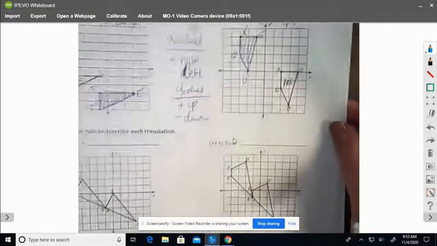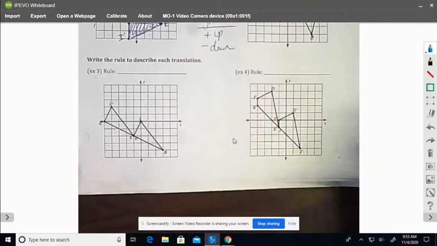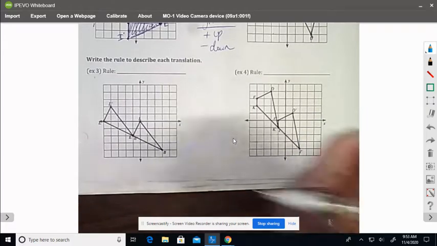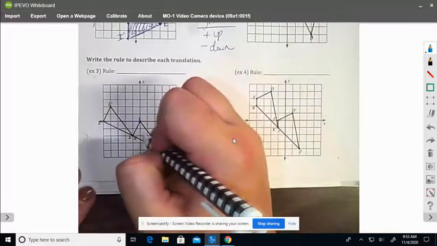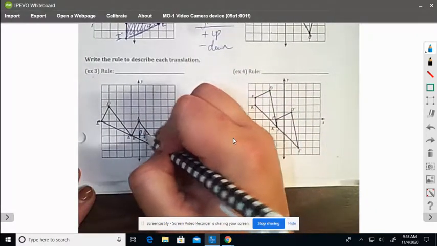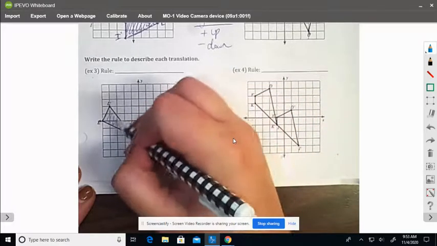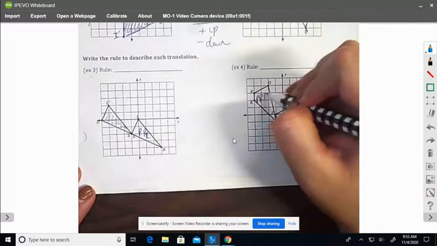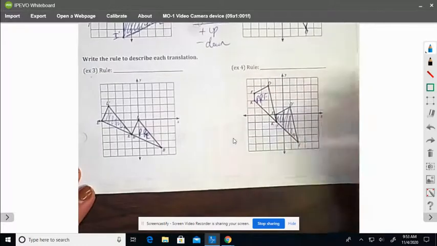Switching it up a little bit over here, they're asking us now to write the rule. First, they want you to take a second, label the pre-image and shade in the final image. It's important to know where you're going from. So this one is my pre-image because there's no tick marks. This one has the tick marks, so it's my final. This one's the pre-image because there's no tick marks, and this one's the final.